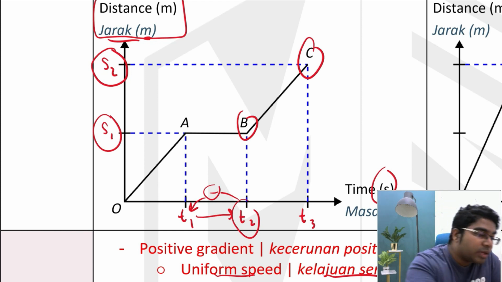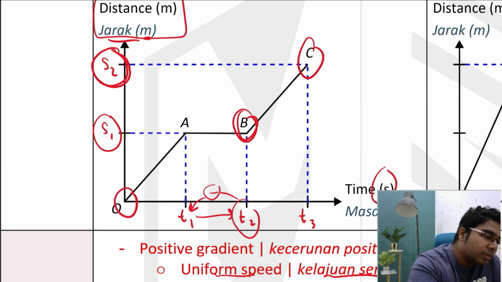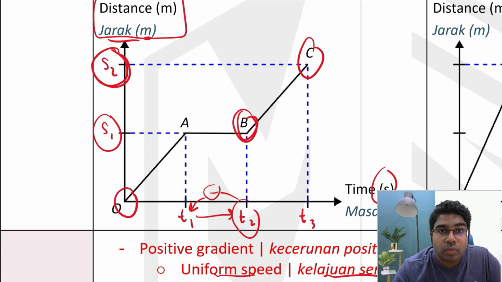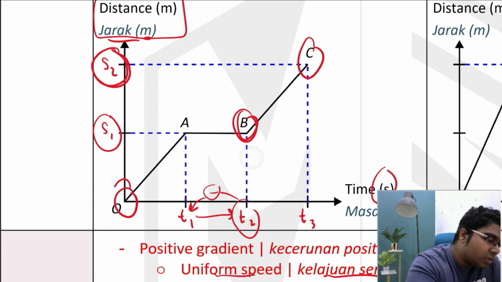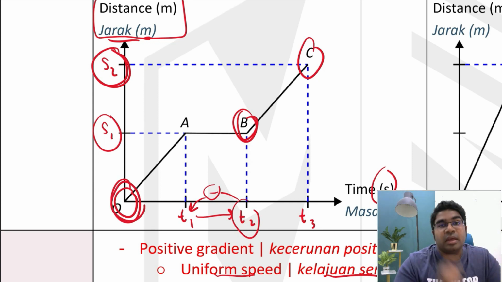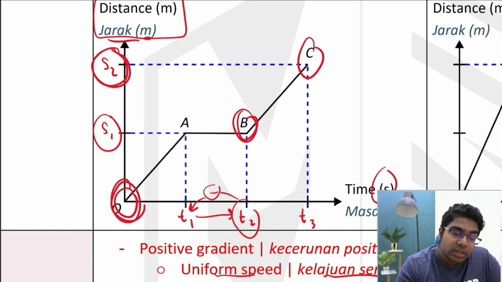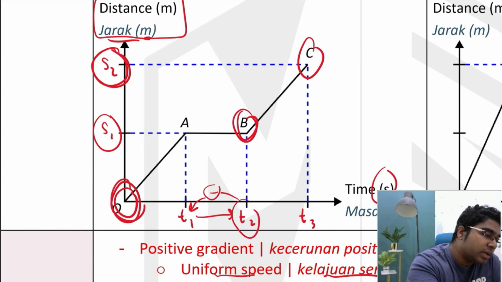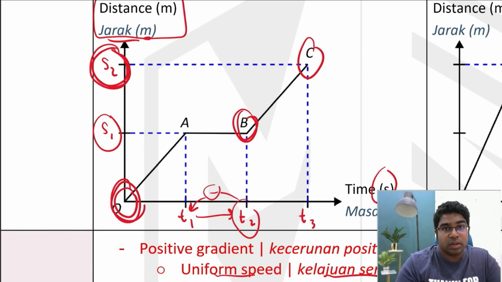Tapi, S2 ini ukur dari mana? Ukur dari B ke ukur dari O? S2 is a measurement from B or from O? S2 adalah ukuran daripada O, daripada tempat asal. S2 is a measurement from O. So that means, dia bergerak dari O ke C, jauhnya S2 meter. That means from O to C, the distance is S2 meter.